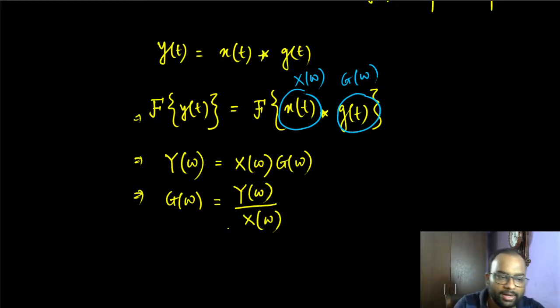So just for the moment, remember this G omega is the ratio of the Fourier transform of the output of the system to that of the input of the system. This is not the transfer function. This is called the frequency response function. This G omega is known as the frequency response function.